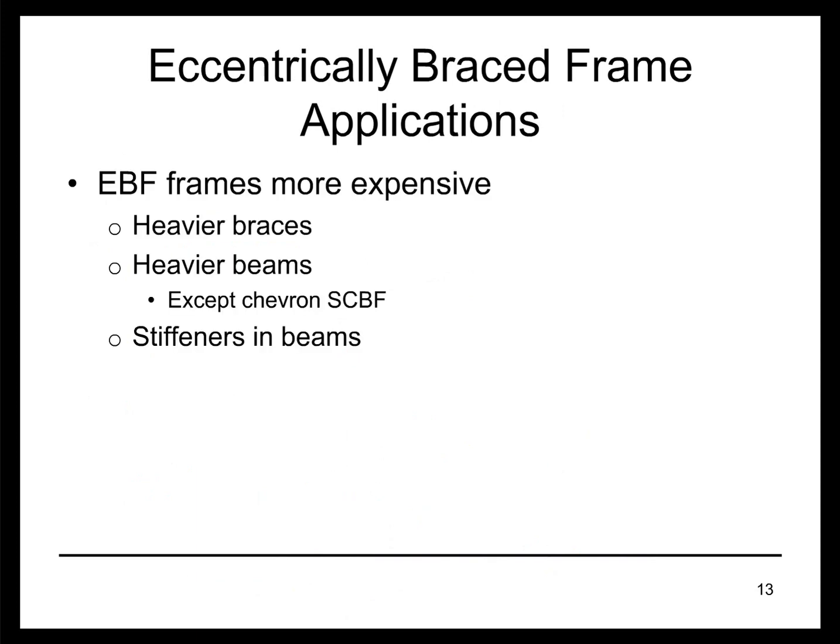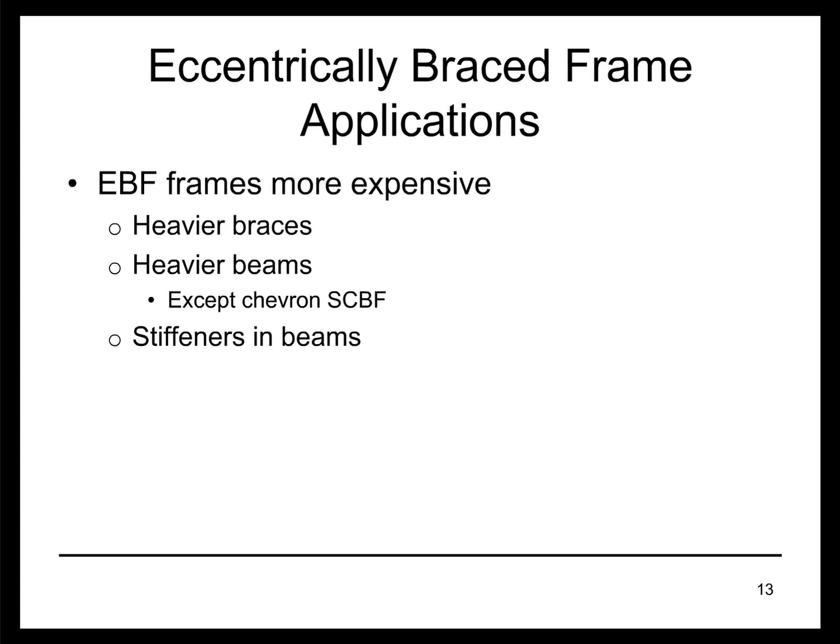The eccentrically braced frame has some expense associated with it. The braces would be perhaps a little bit heavier than a concentrically braced frame brace. The beams might be heavier, except compared to a chevron configuration for a special concentrically braced frame, those beams end up being very heavy and very expensive. But the eccentrically braced frame beam does tend to be a little bit more expensive than other SCBF beams, partly because of the stiffener requirements that we'll cover later on in the seminar.